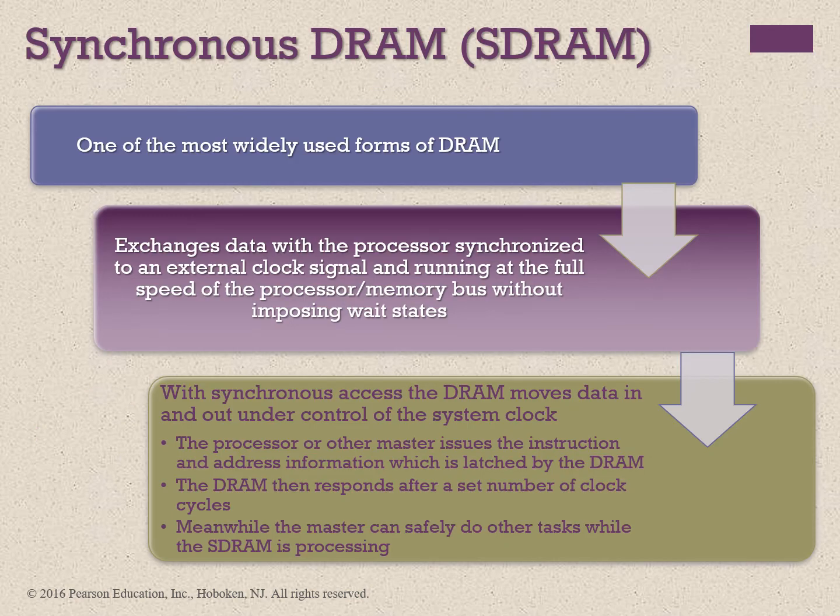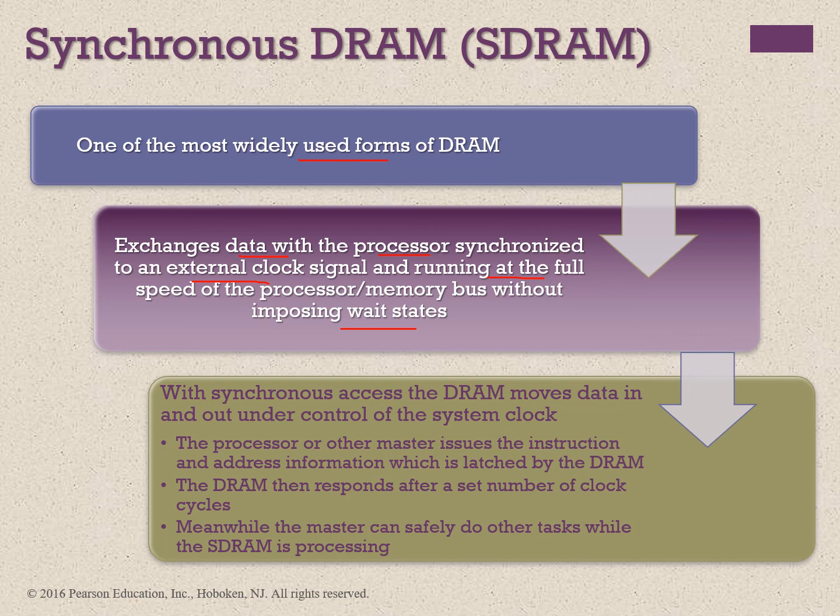What is this SDRAM? Synchronous dynamic random access memory. This is the most commonly used form of dynamic random access memory. It exchanges the data with the processor synchronized to the external clock signal running at full speed of the processor memory bus without imposing any wait state. So the movement of data between the processor and memory is going to be with the speed of the processor. Okay, so there is no wait state.